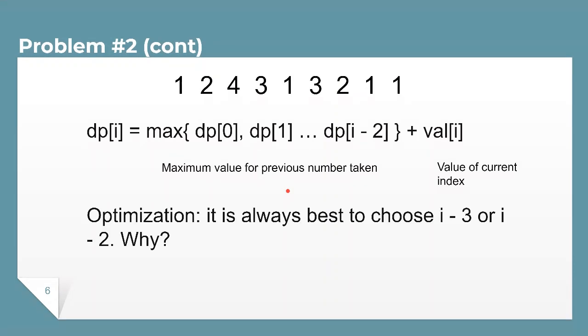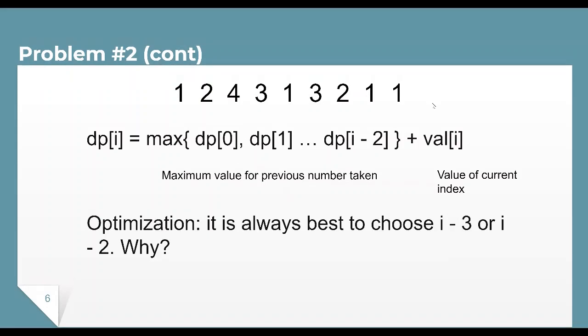There is another optimization you can make on this. It is always better to choose I minus 3 or I minus 2 as your previous number in the subset. Why is that? Can someone try to come up with something? Yeah, you know what, never mind. I'm just going to explain it.